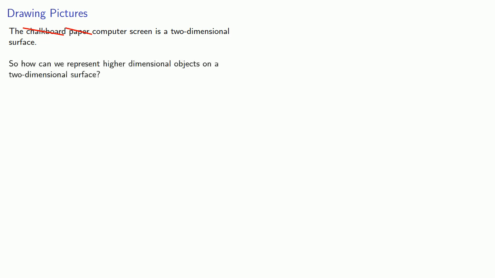The chalkboard, paper, computer screen is a two-dimensional surface. So how can we represent a higher dimensional object on a two-dimensional surface? And there are three traditional approaches.